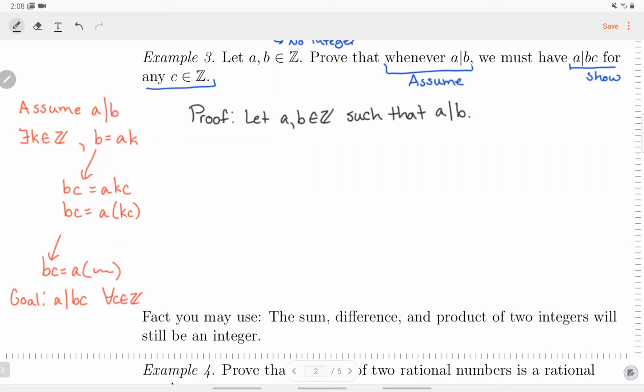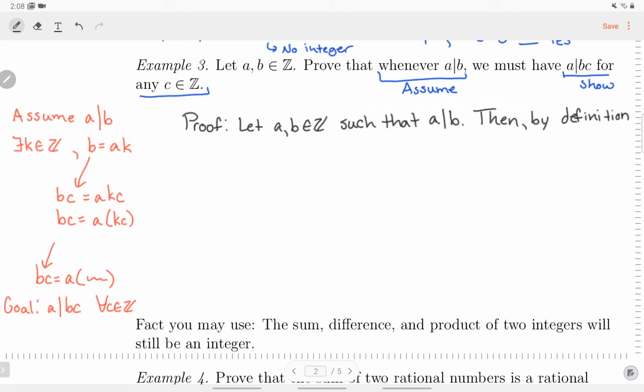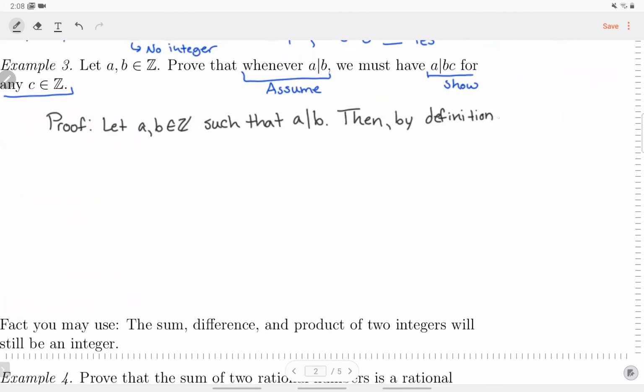So that's my assumption. That's what I'm starting with. All right, then by definition, oops, sorry. By definition, there exists k in the integers with b equal to ak.